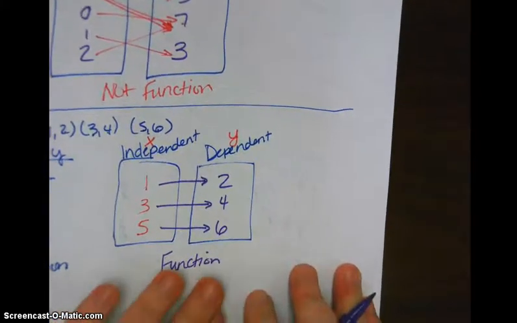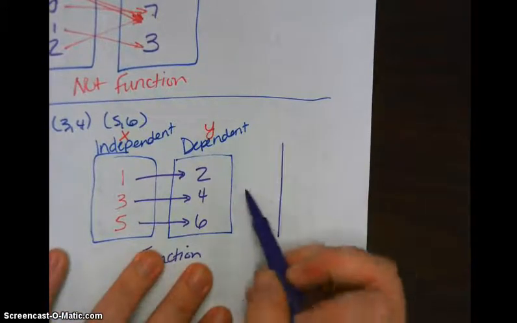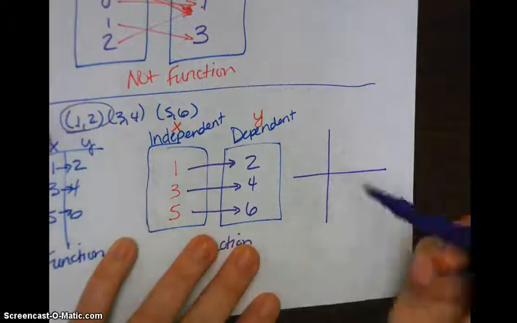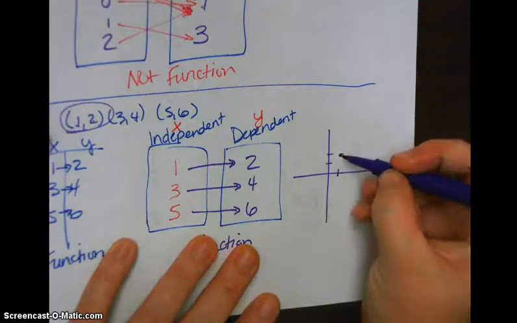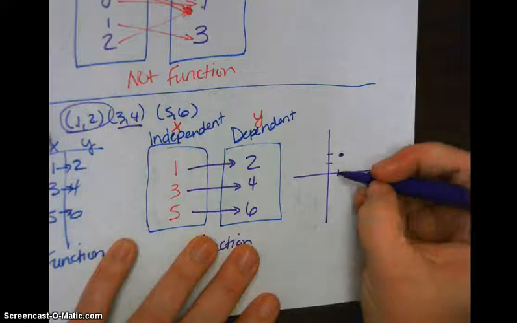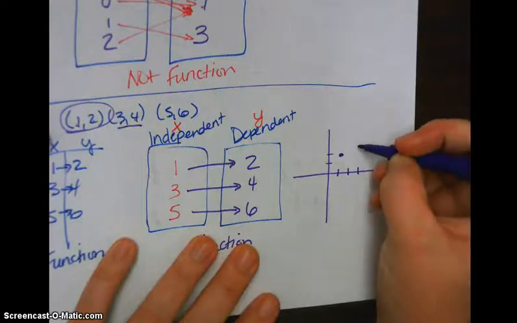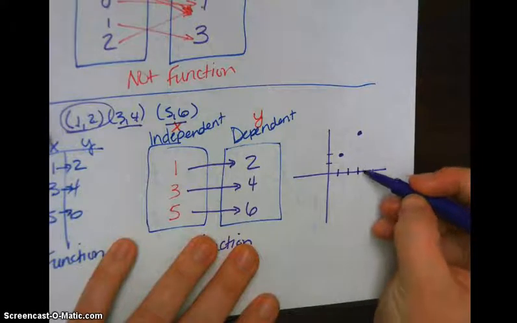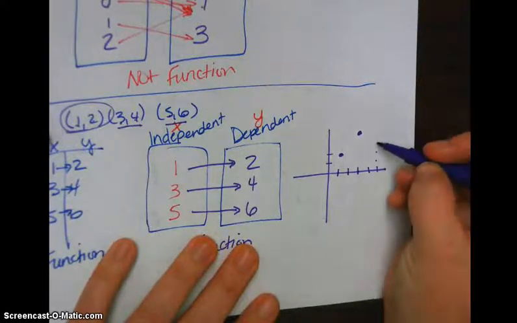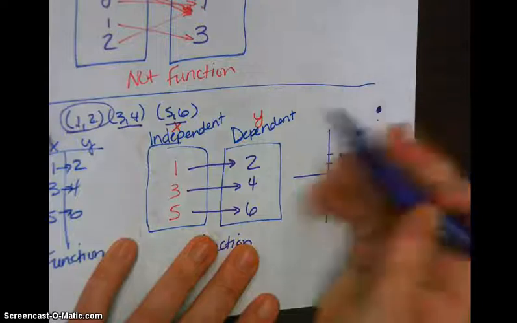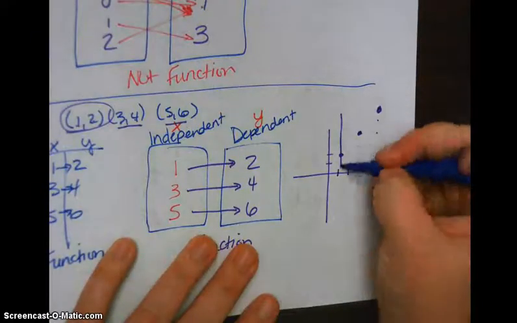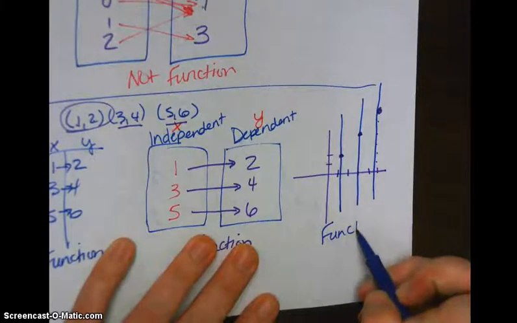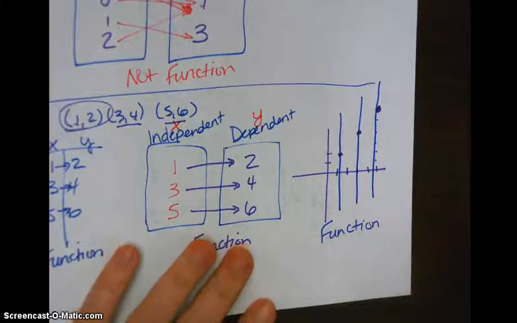Or I could graph it, and when I graph it, I'm just going to sketch. The first point was (1, 2), which means over 1, up 2. The second point was (3, 4), so over 1, 2, 3, up 1, 2, 3, 4. And the last point was (5, 6). So over 1, 2, 3, 4, 5, up 1, 2, 3, 4, 5, 6. If I were to draw a vertical line anywhere on the graph, it would only touch one point. So therefore, based off the graph, it is also a function.